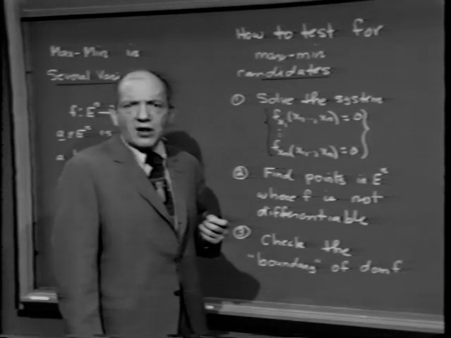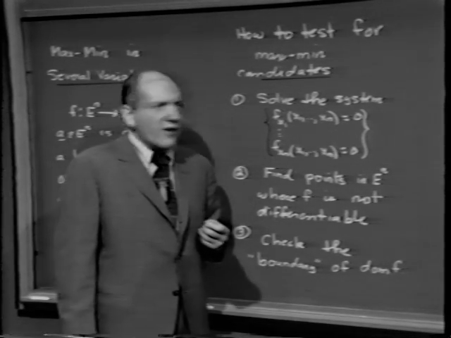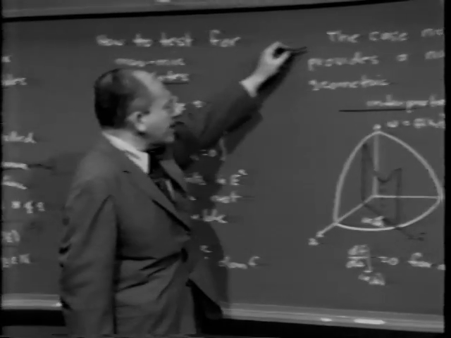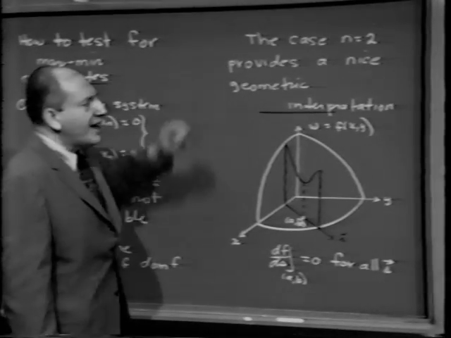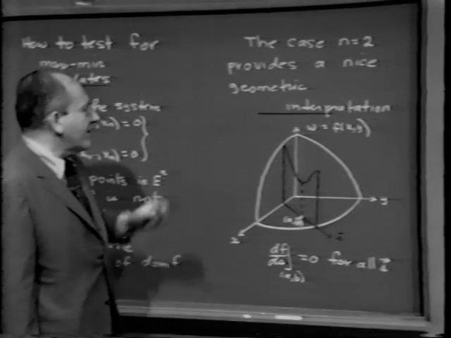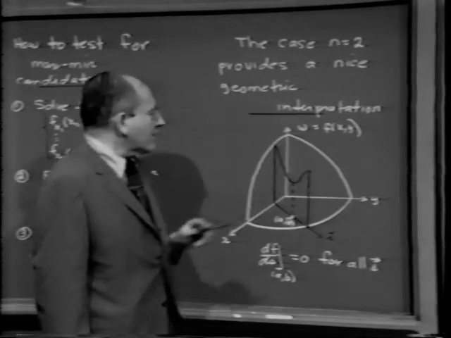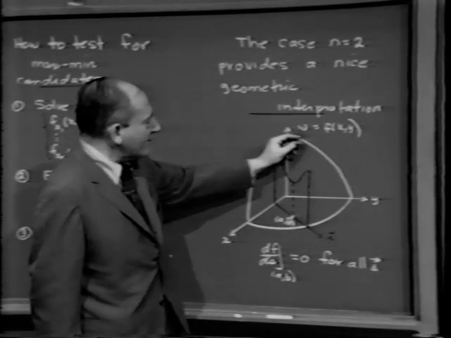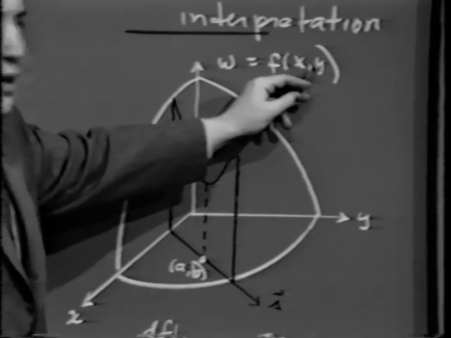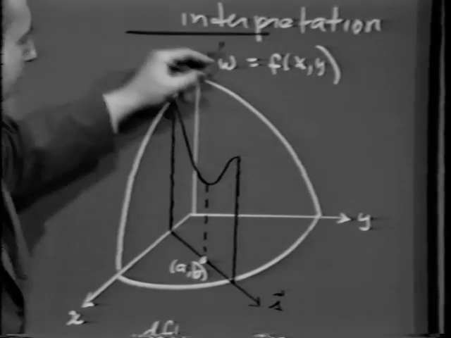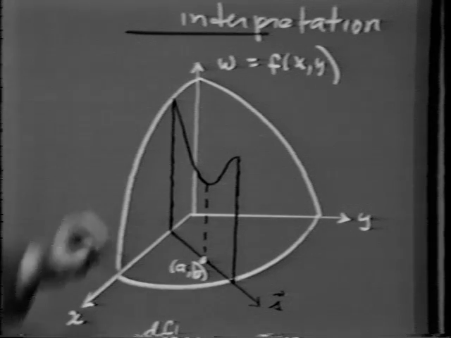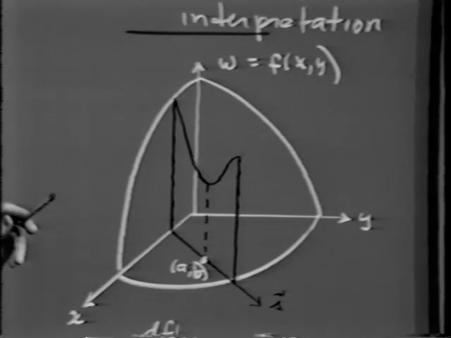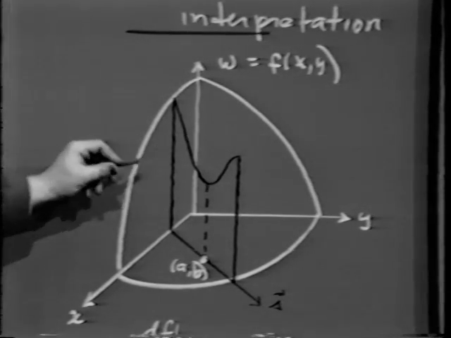And why is this so closely allied to calculus of a single variable? Well, if we take the case n equals 2, we again get a nice geometric interpretation. Namely, if w is a function of x and y, notice again our notation for what happens when we have two independent variables. They're called x and y, and usually we let the dependent variable be w in that case. Let's take a look and see what happens over here.